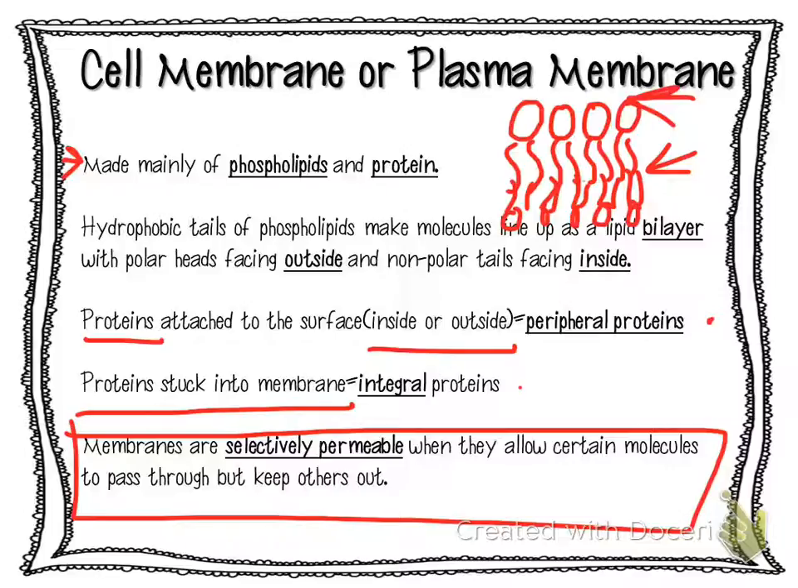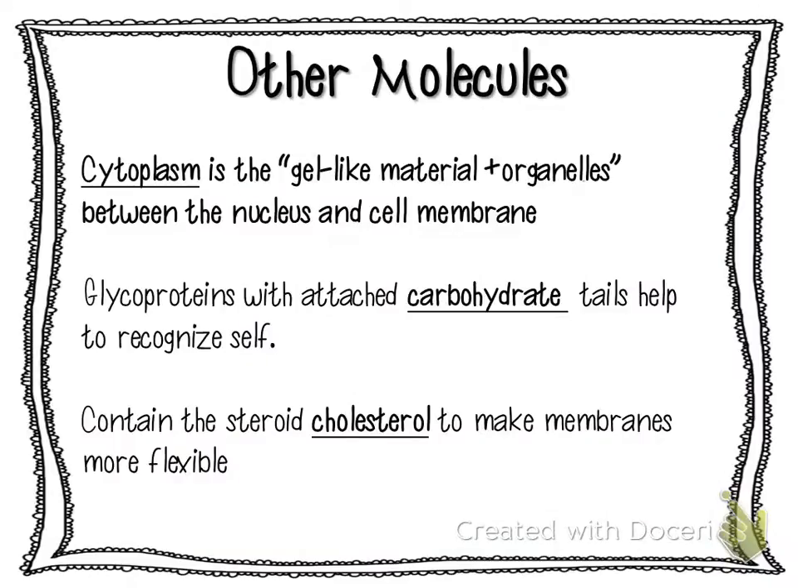So our cell membrane is our boundary that's basically going to determine who gets access to the cell and who's denied. Now, in addition to the cell membrane, I want to discuss the cytoplasm here. The cytoplasm is the gel-like material plus all of the organelles that exist between the nucleus and the cell membrane. So the cytoplasm is anything that's not an organelle, basically.